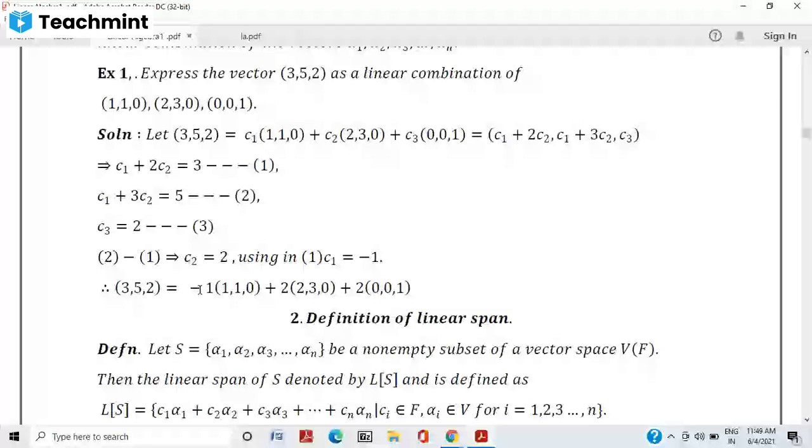Then we can write 3, 5, 2 as C1 alpha 1 and so on. Instead of C1, write minus 1. Instead of C2, we should write 2. And instead of C3, we should write 2. Then we get that it is a linear combination.